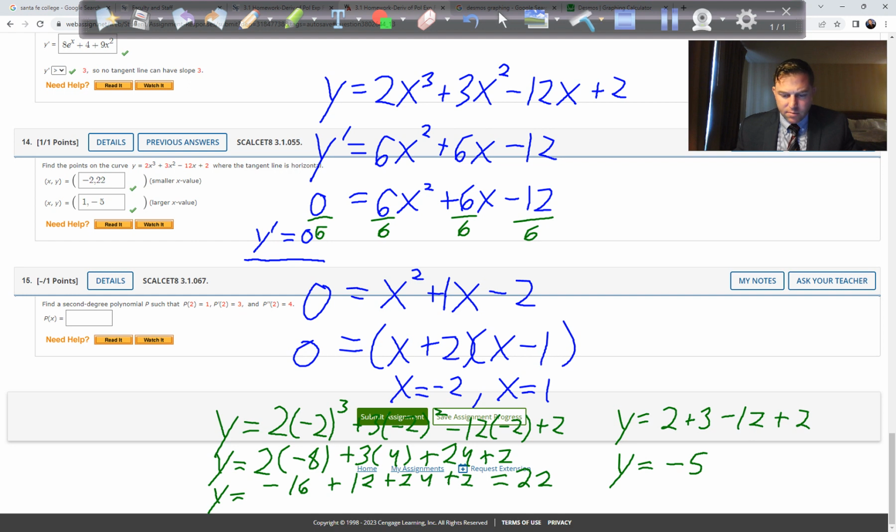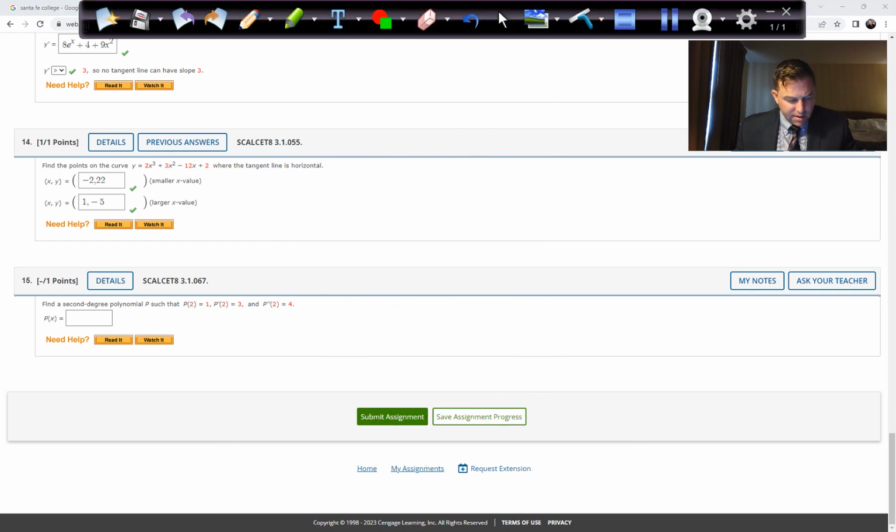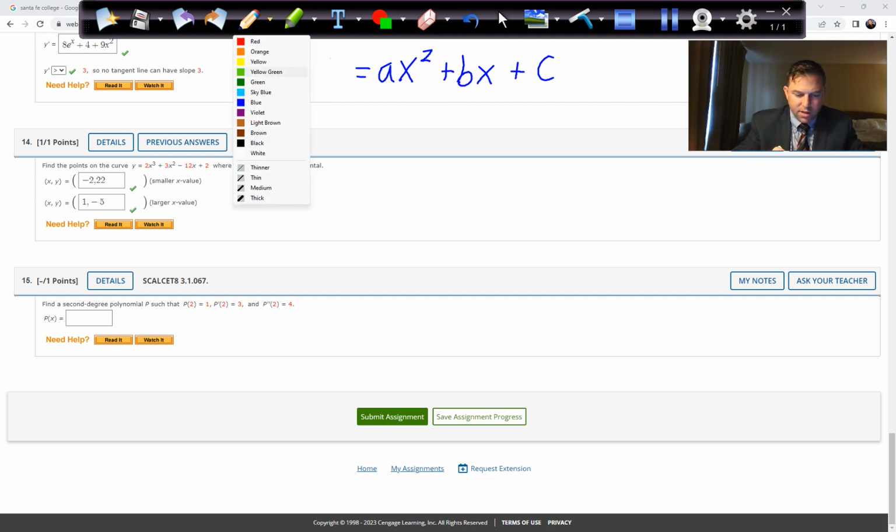Okay, last problem. Find a second degree polynomial p such that p of 2 equals 1, p prime of 2 equals 3, and p double prime of 2 equals 4. Okay, here's how we do this one. We set up a general problem. So we have y is equal to ax squared plus bx plus c. And actually, let me not use y because they want us to plug in numbers. In fact, they told us p, so let me use what they used. So they're using p of x.